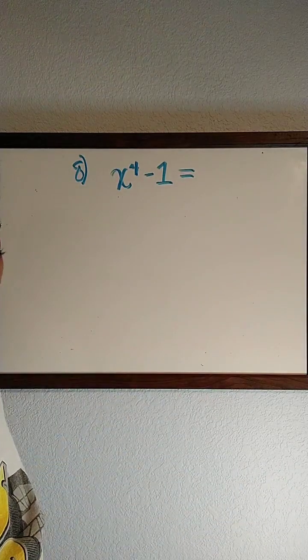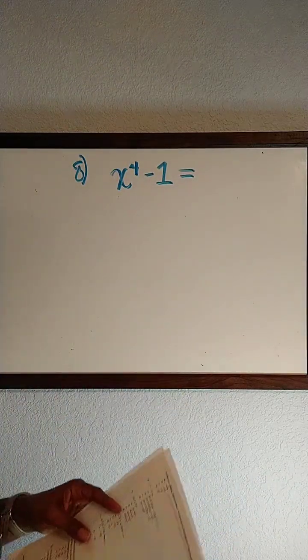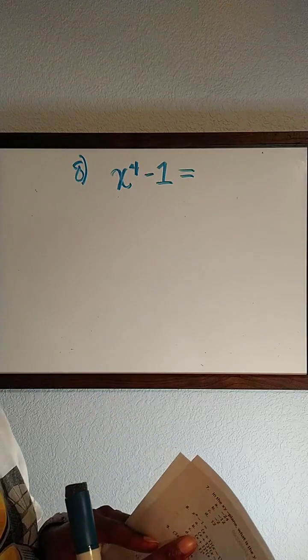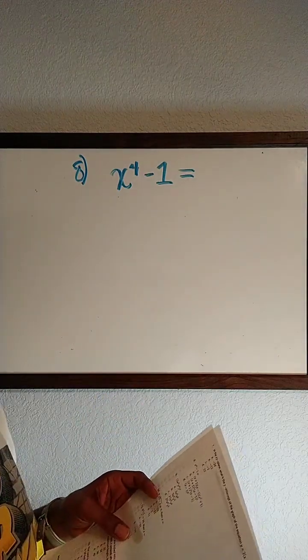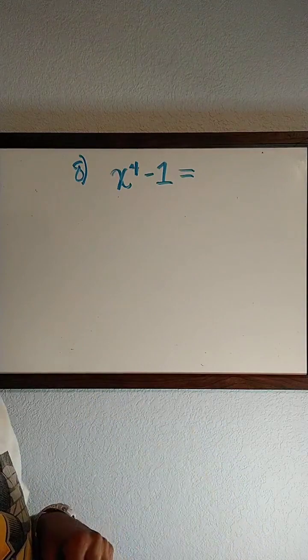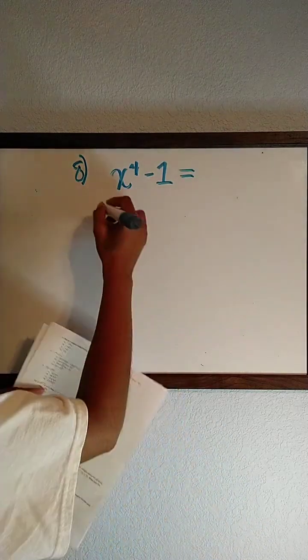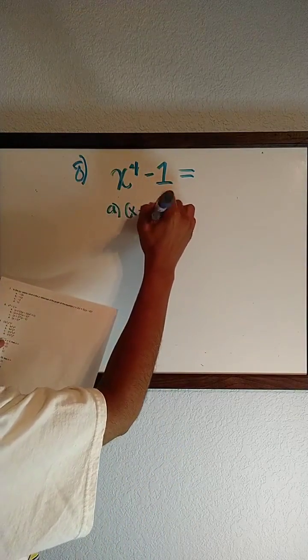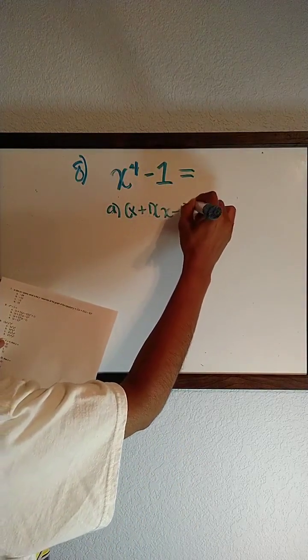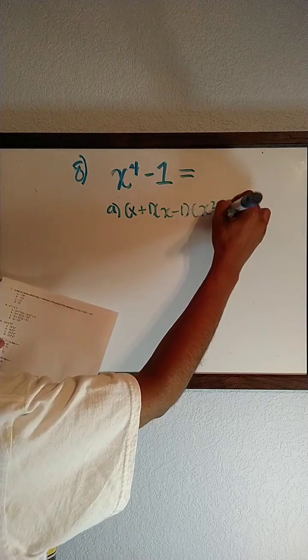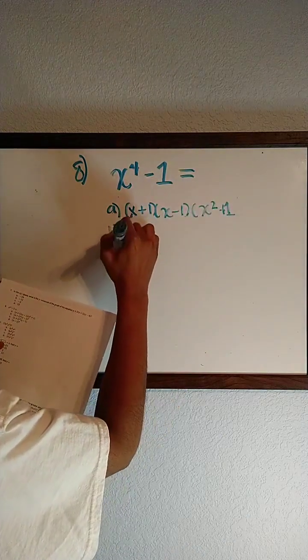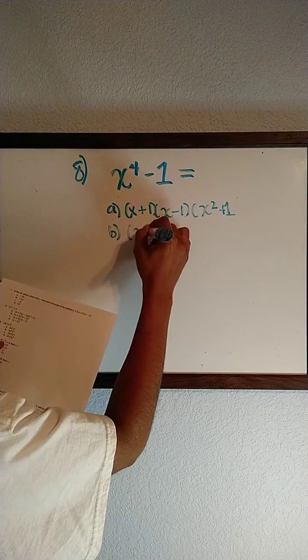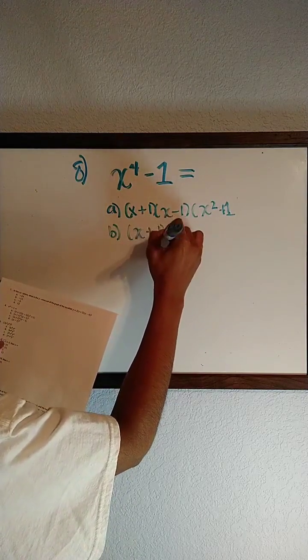Okay, so this one, what type of question is this? If y'all are looking at number 8 on the paper, it's asking x to the power of 4 minus 1 is equal to, and then they give you these answer choices. So they give you x plus 1 times x minus 1 times x squared plus 1. What are they asking you to do? What do we need to do on this question? Anybody know?